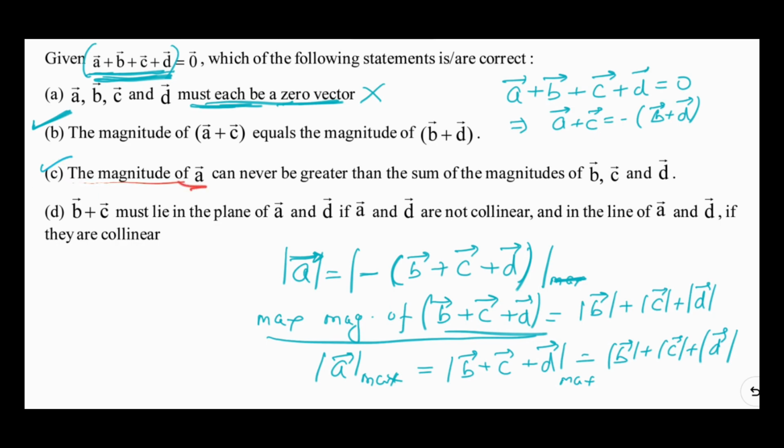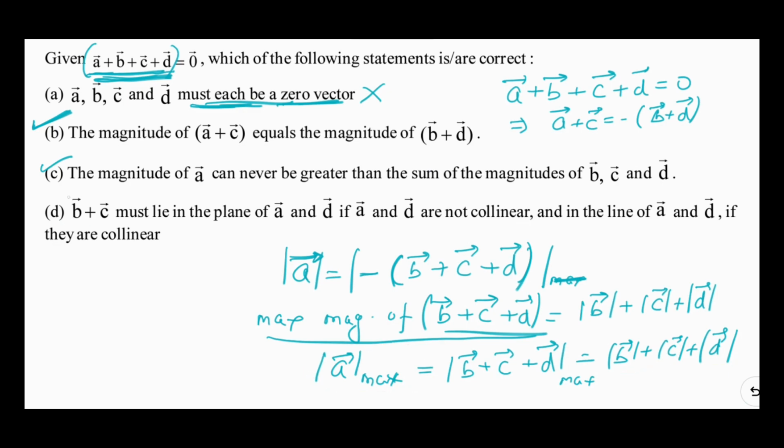The magnitude of a vector can never be greater than the sum of the magnitudes of b, c and d. So the maximum magnitude of a vector is equal to this. It definitely means that the value of a is not greater than this. This option is correct.